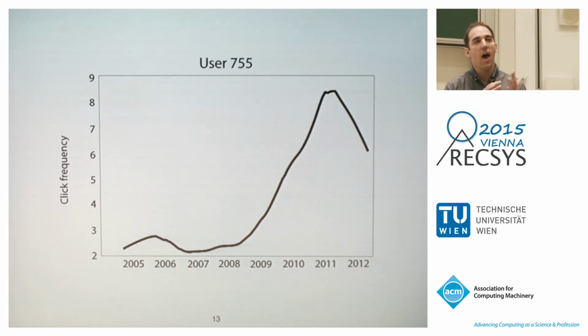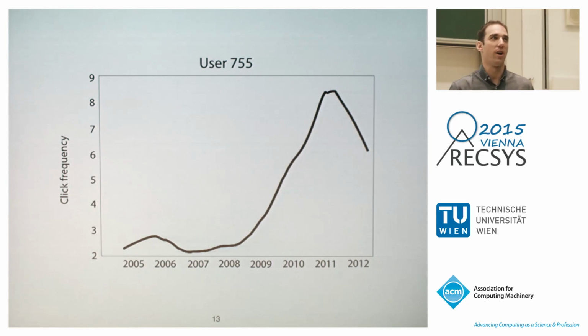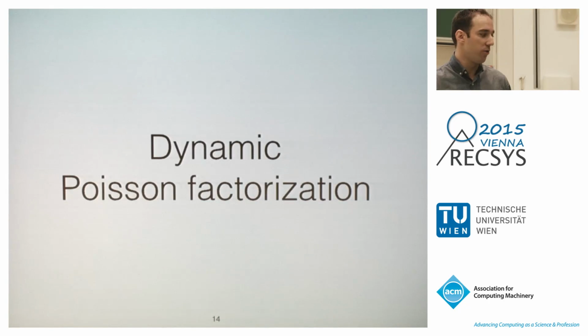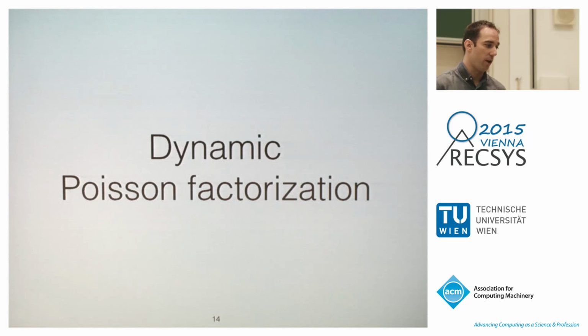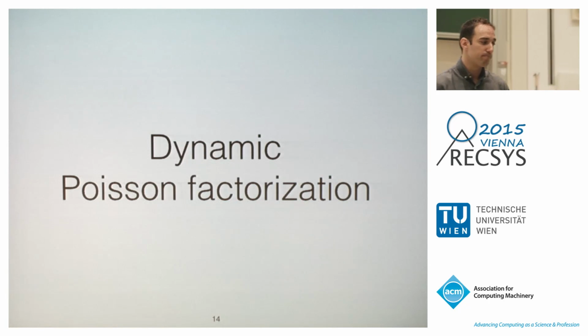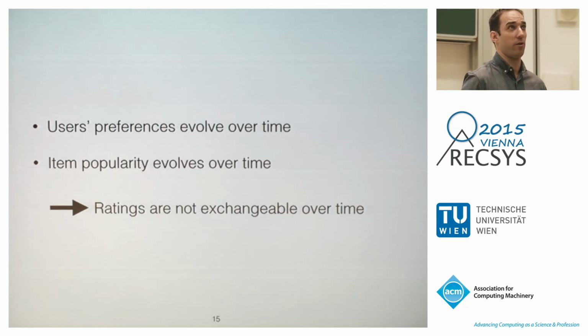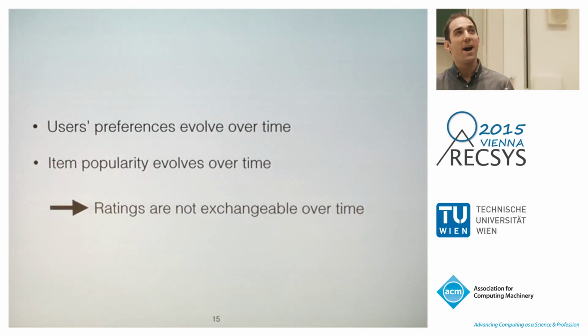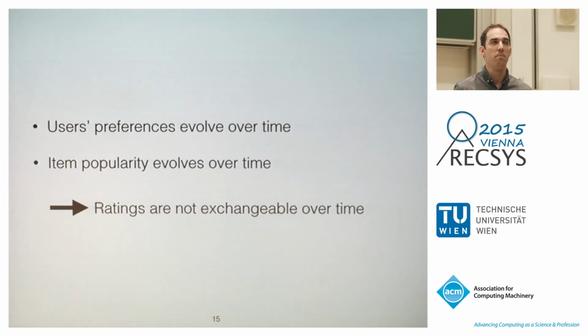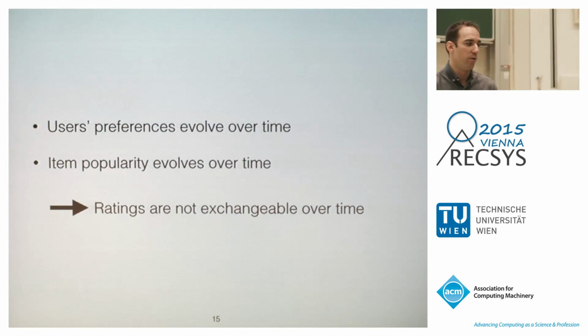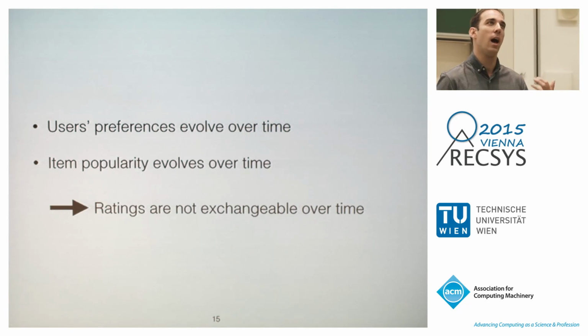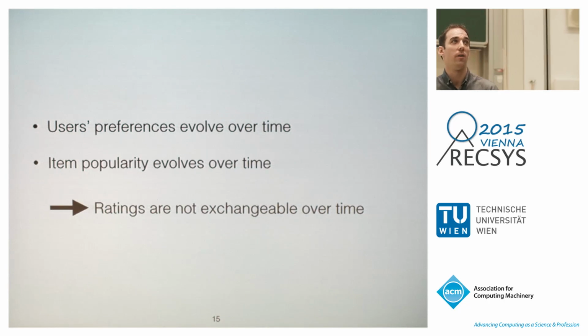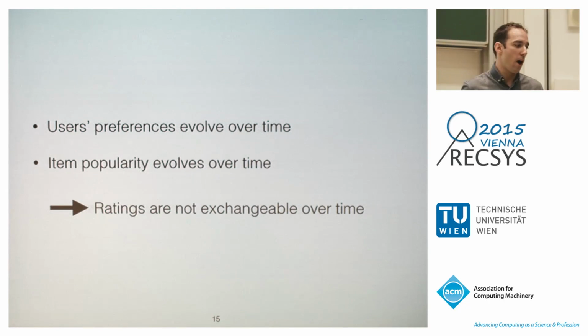Okay, so that's the background on matrix factorization, but let us remind ourselves that what we care about in this talk is things evolving over time. And for this, I introduce dynamic Poisson factorization, or DPF. The main idea behind dynamic Poisson factorization is we'll allow user preferences to evolve over time, and also item popularity to evolve over time. And from a modeling point of view, you can think of this as now assuming that ratings aren't exchangeable over time. Ratings appear at a particular time.